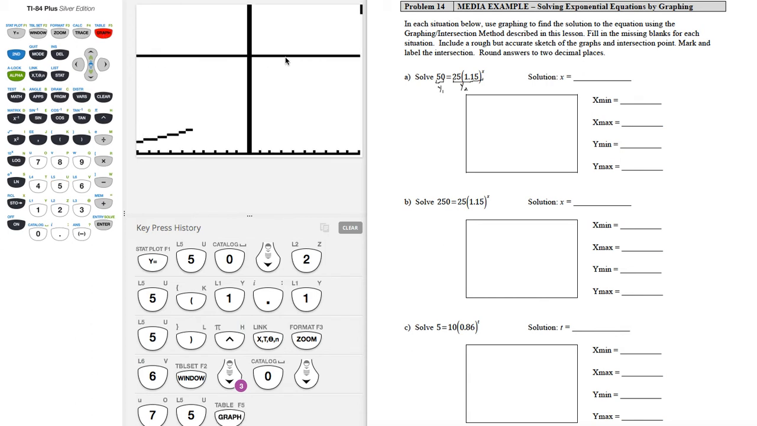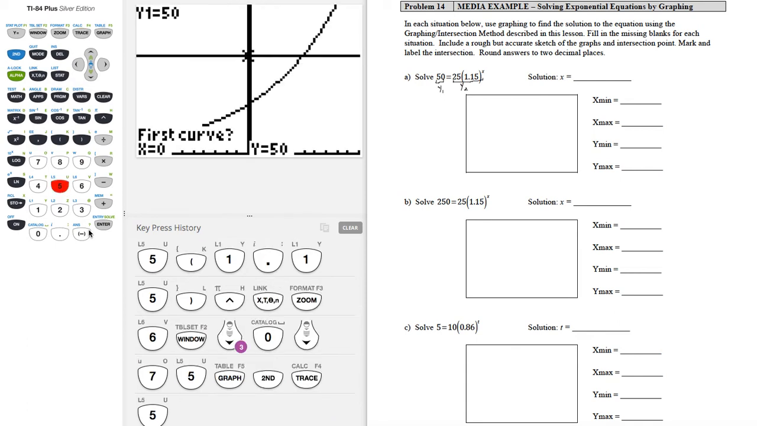So there's the y equals 50, here's the exponential, and that is a really, really good graph. So what I'm going to do is run my intersect process. So second calc number 5, and I'm going to press enter 3 times to get the intersection. Then I'm going to go ahead and record all of that information here. You might want to pause the video so that you can do that as well, and then check the answers, how it's presented on the page once you restart the video.